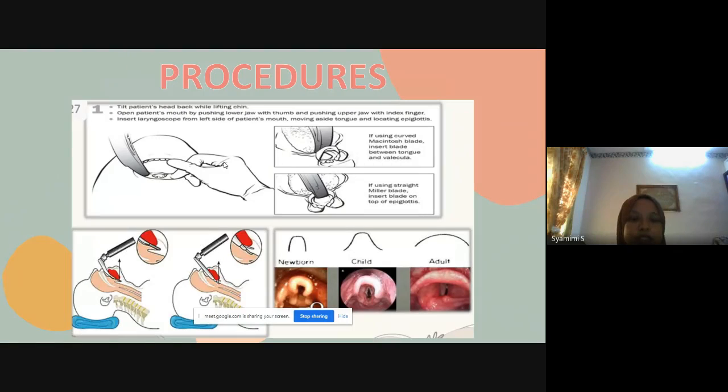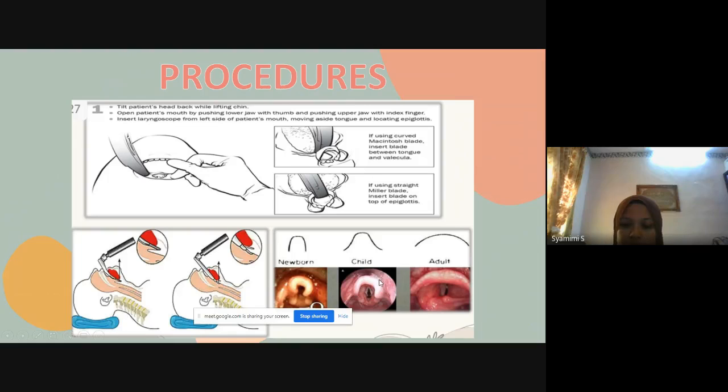Okay, the procedures. The first one, you need to tilt the patient's head back while lifting the chin. Open the patient's mouth by pushing the lower jaw with the thumb and also pushing the upper jaw with the index finger, like this. Okay, and then you insert the laryngoscope from the left side of the patient's mouth because you want to move the patient's tongue and to detect the epiglottis.